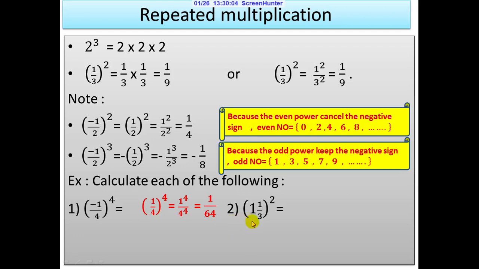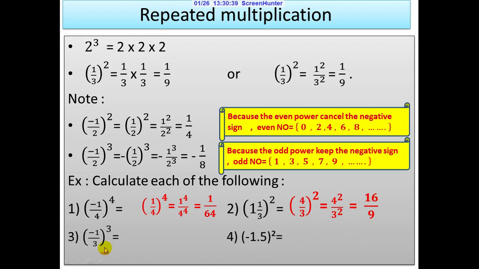Exercise number 2, he gave me 1 and 1/3 raised to power 2. In this exercise, he gave me a mixed number. We must, as a first step, change this mixed number into an improper fraction, and then it will be equal to 4/3 raised to power 2. By doing the previous steps, it will be 4 raised to power 2 over 3 raised to power 2, finally equal to 16/9.